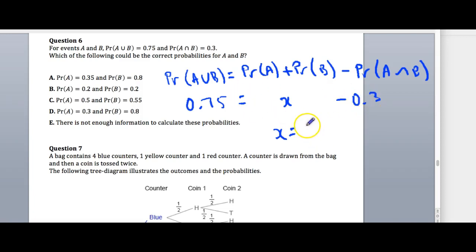if I add 0.3, 1.15, no, 0.5. So basically, I just got to see which one of these add up to 1.05. So 0.35 and 0.8 is 1.15, 0.2 and 0.2 is 0.4. This C is 1.05, let's just check, and that's 1.1. So C is the only possibility. Usually if you see there is not enough information to calculate these probabilities, that's usually the teacher couldn't think of another possible answer. So, all right.